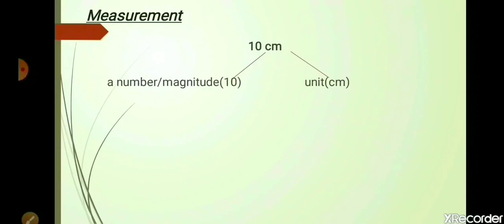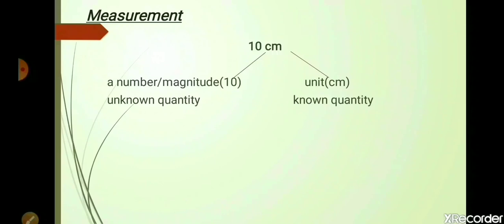One is the number, the magnitude, that is 10, and the other is centimeter, which is our reference, or unit, as we discussed. Now this number 10 is the unknown quantity and the unit is the known quantity. How do we say that it is the unknown quantity? Because when we did our measurement, we were able to know that the length was 10 centimeter. But this unit, centimeter, is already known to us. The idea of centimeter is very much known to us.